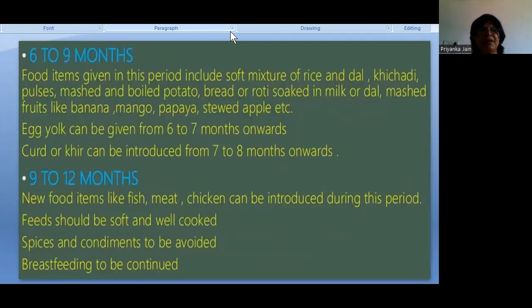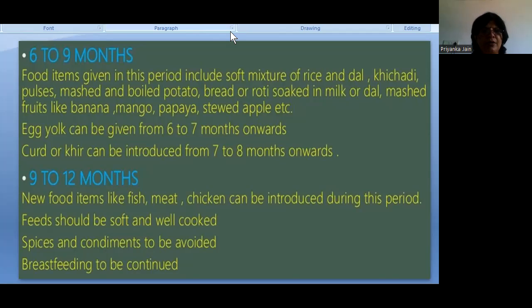Now, for 6 to 9 months, food items given in this period include a soft mixture of rice and dal, pulses, mashed and boiled potatoes, bread or roti soaked in milk or dal. Mashed foods like banana, mango, papaya, stewed apple. Egg yolk can be given from 6 to 7 months onwards. Curd or kheer can be introduced from 7 to 8 months onwards.